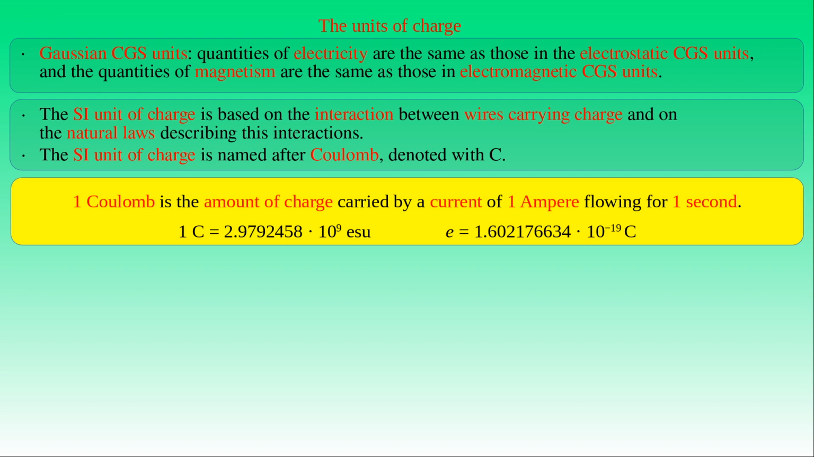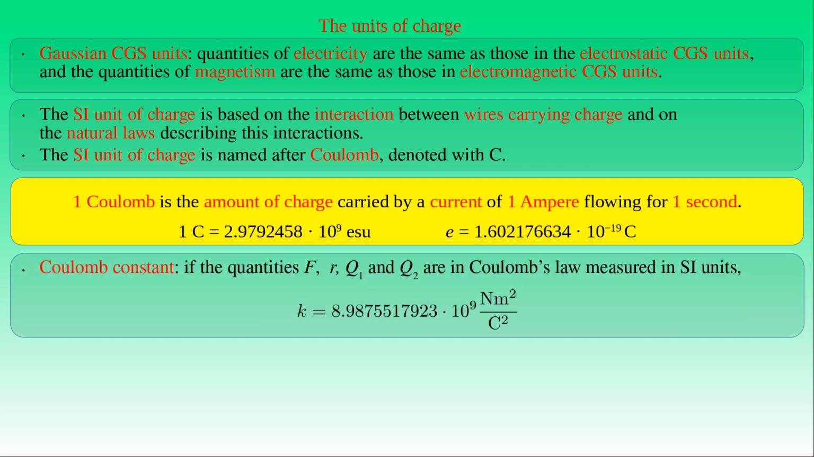Since we have not defined ampere, the unit of the amount of the electric current, yet, we express Coulomb in terms of the elementary charge. 1 Coulomb corresponds to about 2.979 times 10 to the 9 electrostatic units, or approximately 3 times 10 to the 9 ESU. Conversely, the elementary charge is about 1.6 times 10 to the minus 19 Coulomb. If force, distance and charge are measured in SI units, then the proportionality factor K, called Coulomb constant, is equal to about 8.98755 times 10 to the 9 newton square meter per Coulomb squared.